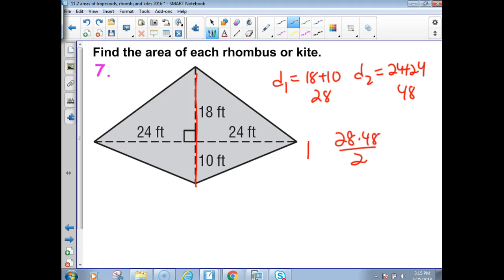I'm not going to do that one in my head. So numbers are getting big. Go for it. Someone got it? How much? Anybody else get 672? Okay. You're already ahead of me. All right, I better speed up.